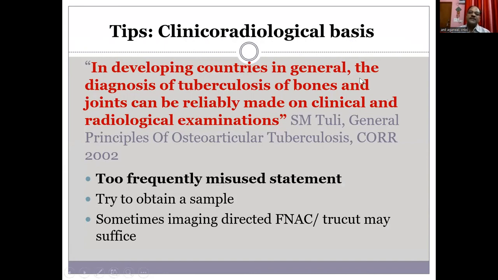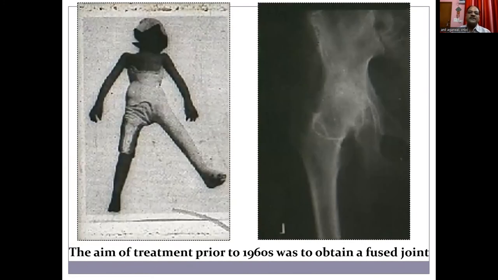Now, we have often learned this very peculiar statement from our textbook: in developing countries in general, the diagnosis of tuberculosis of bone and joints can be reliably made on clinical and radiological examination. And that's why we refrain from taking biopsies and start antitubercular treatment on an empirical basis. So don't misuse this statement. Try to obtain a sample, because there are many diagnoses which mimic tuberculosis, and sometimes even FNAC or a true-cut biopsy will suffice.